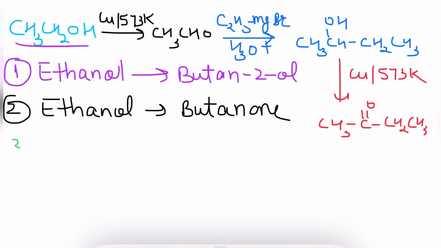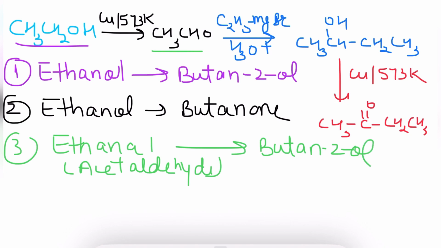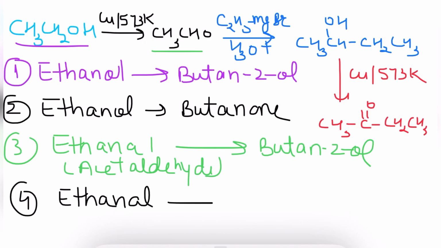Or we can frame it like this, starting from this part only: convert ethanol, its common name is acetaldehyde. So convert acetaldehyde into butan-2-ol. And last, convert ethanol into butanone.